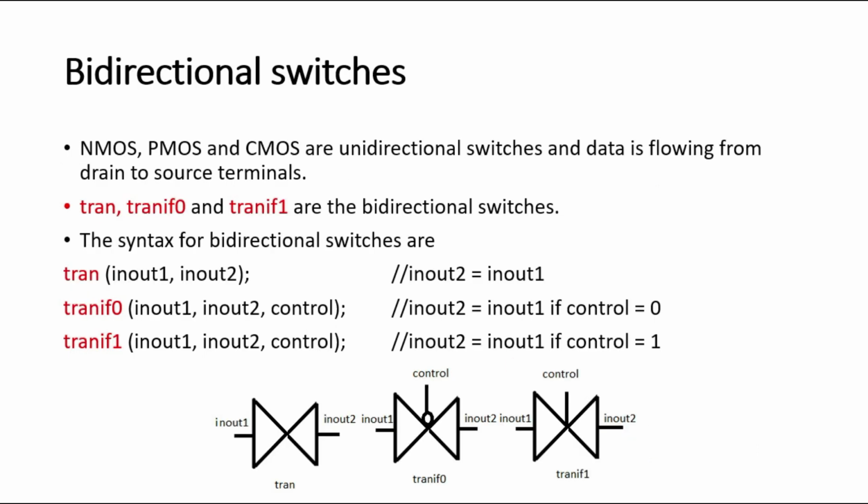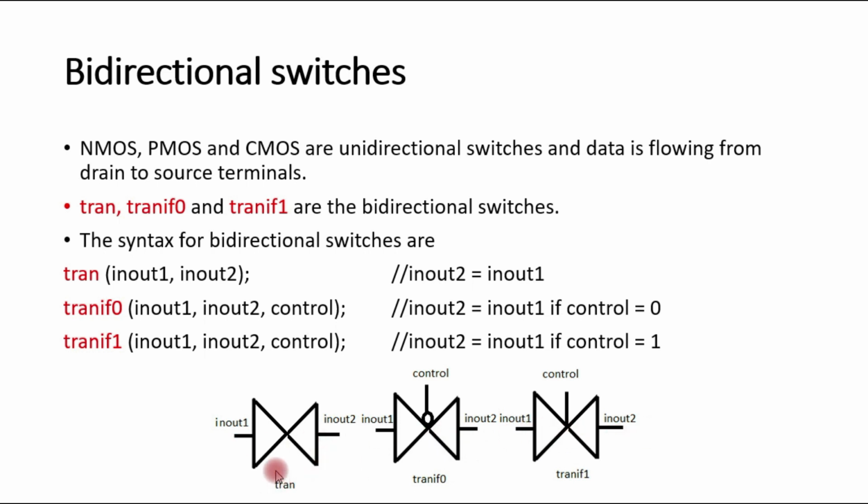Bidirectional switches provide the facility for assigning input and output terminals at either side. Previously discussed switches are unidirectional and data is flowing only in one direction. Data can flow in any direction in bidirectional switches. Three kinds of bidirectional switches are there, and these are tran, tranif0 and tranif1, and these are reserved keywords in Verilog. And the logic symbols for tran, tranif0 and tranif1 are given here.